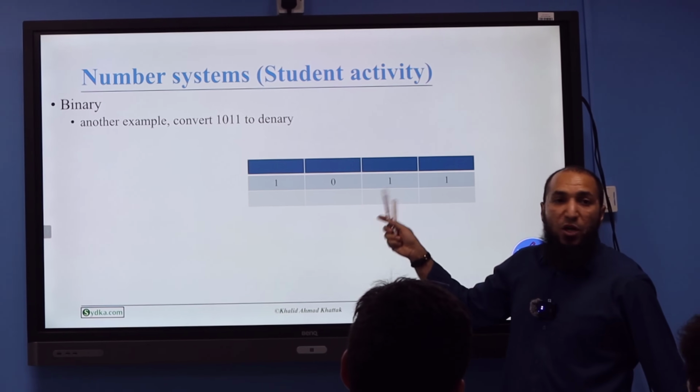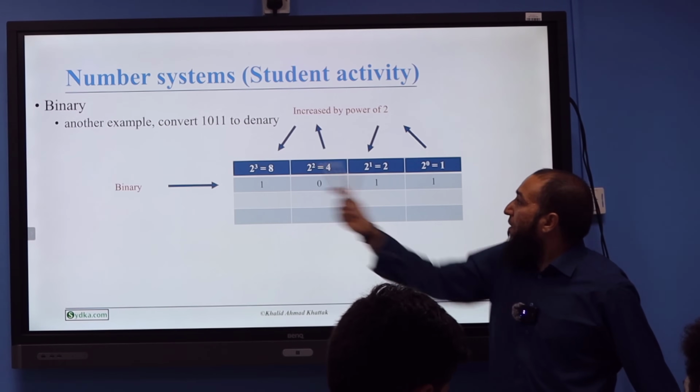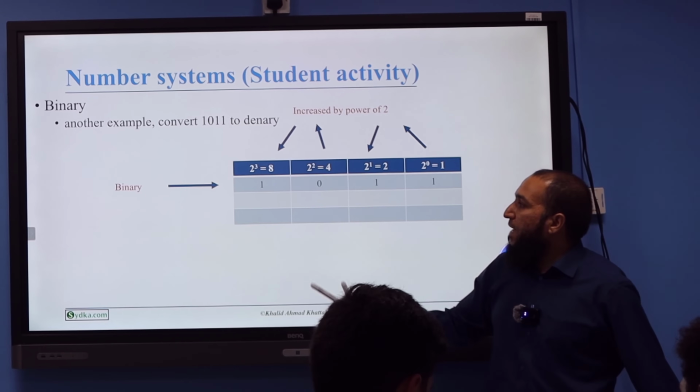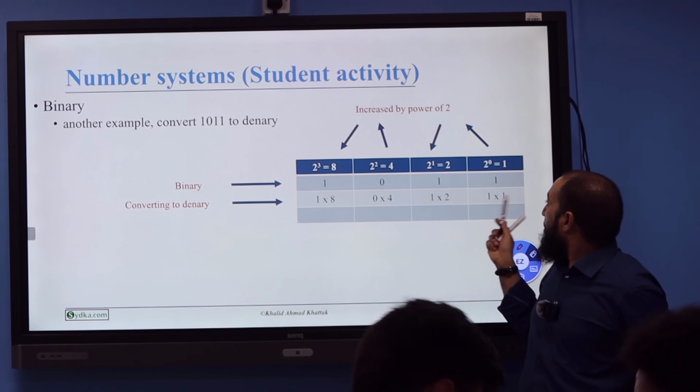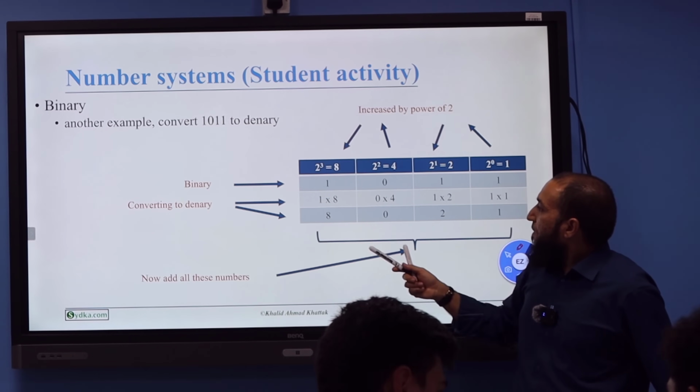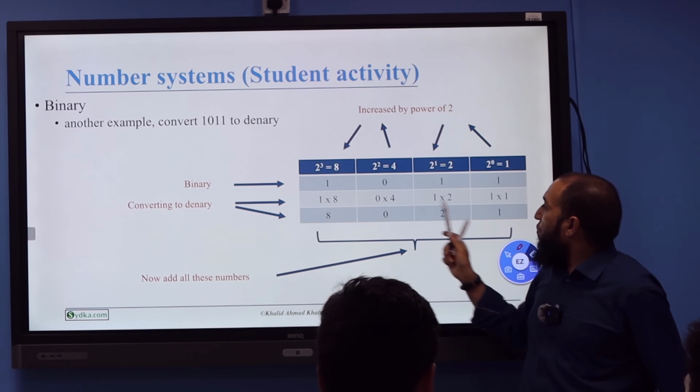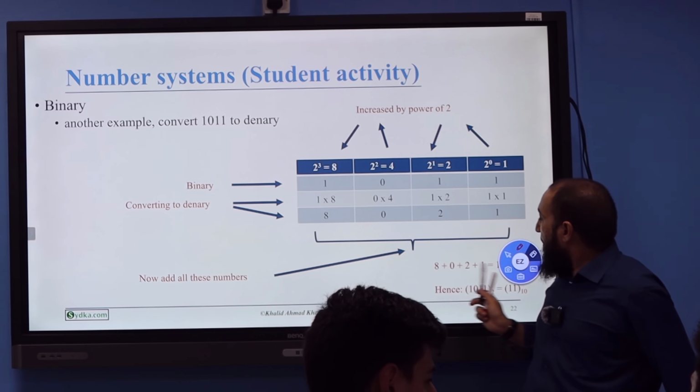It works like this. I'm going to do it step by step. We did all the powers 1, 2, 4, 8. The next step I did is multiply all these ones with their powers. And then can you see here 1, 2, 0, 8? Add all of them together.